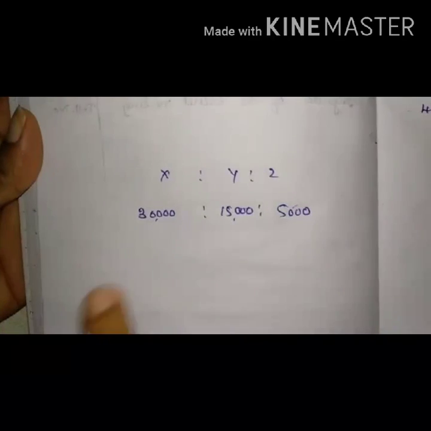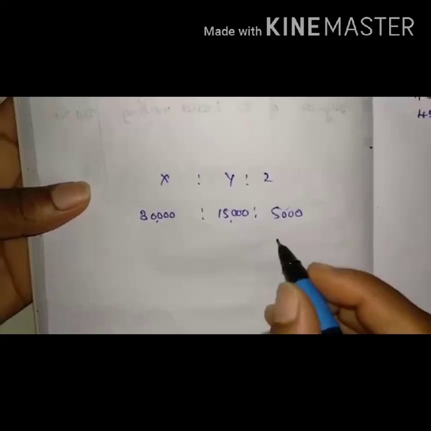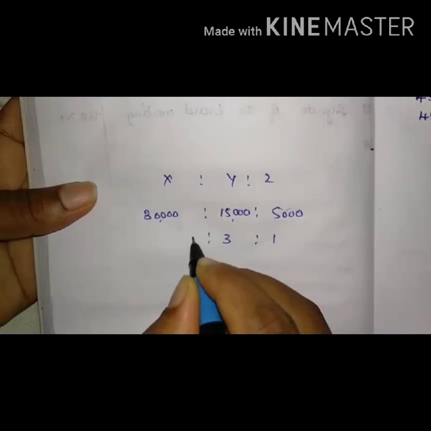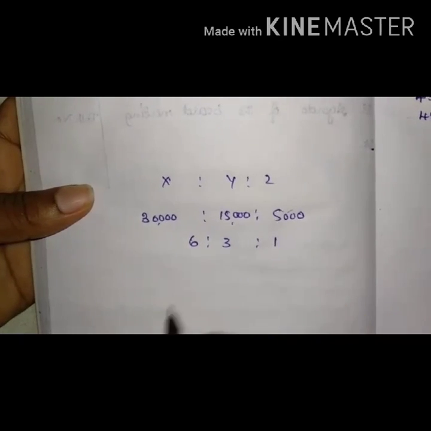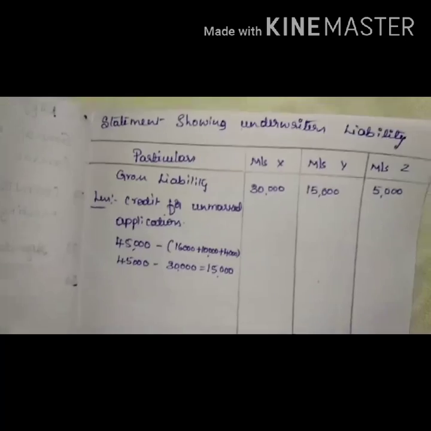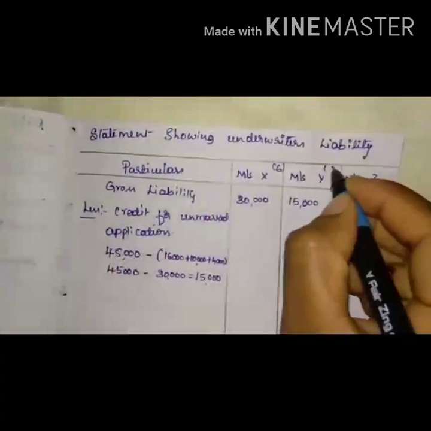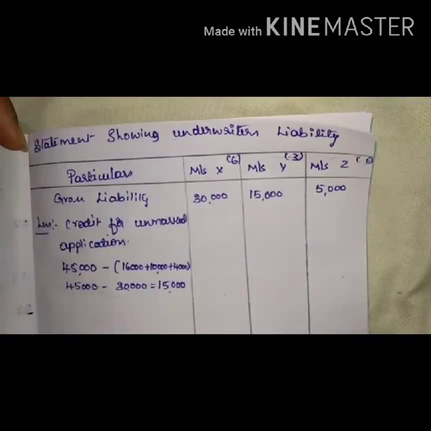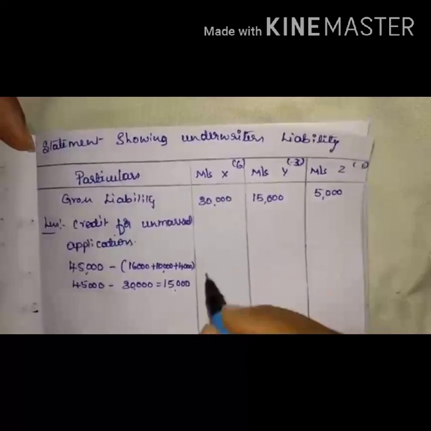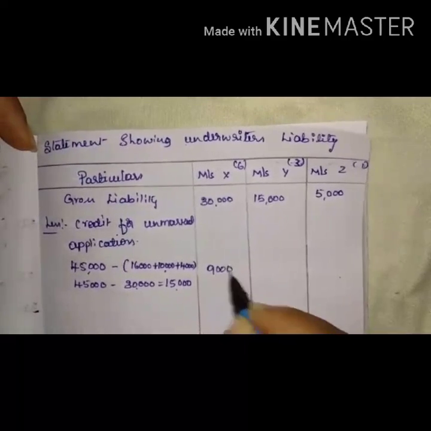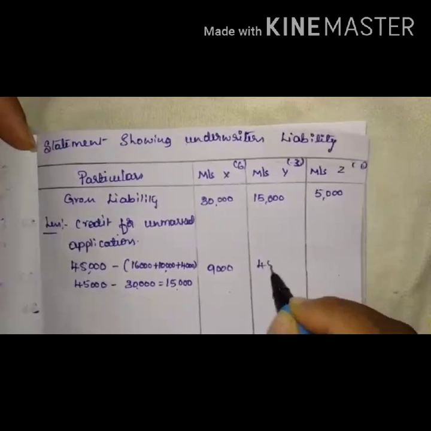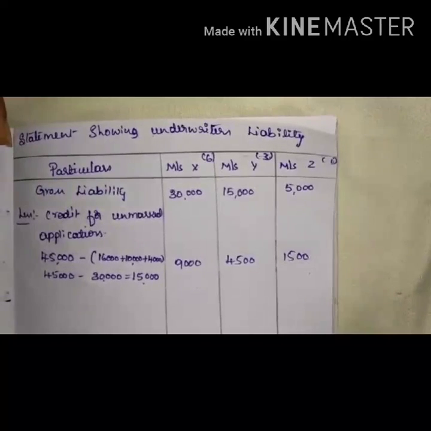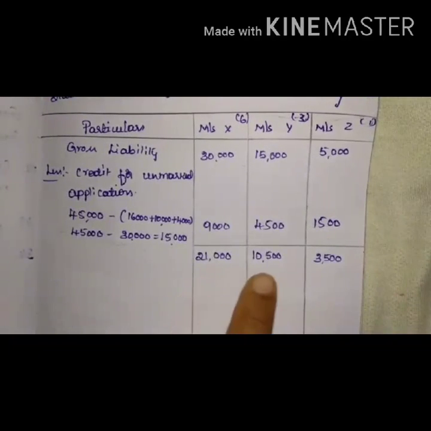So that is 30,000, 15,000, 5,000. So the ratio will be 6 is to 3 is to 1. 15,000 into 6 by 10, it is 9,000. 15,000 into 3 by 10, it is 4,500. 15,000 into 1 by 10, it is 1,500. So this is the balance: 21,000, 10,500, 3,500.